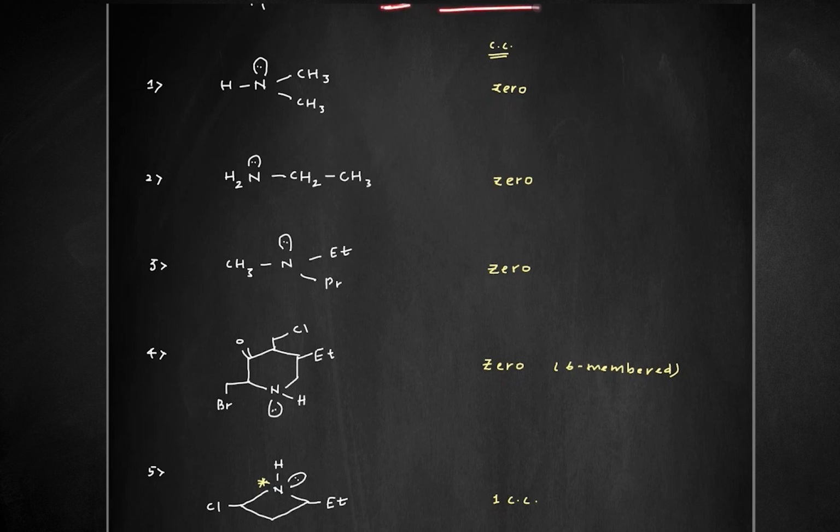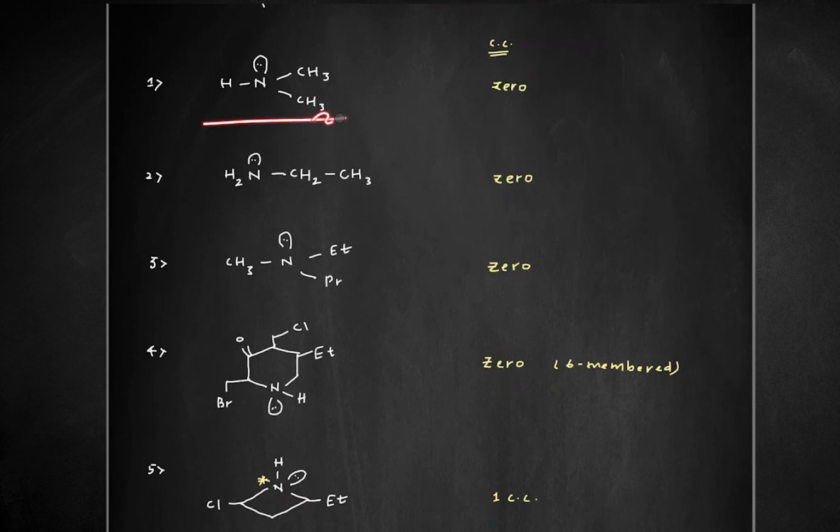Identify whether nitrogen is chiral or not. So look here, open chain compound. If this is an open chain compound and this is not quaternary, then nitrogen is not a chiral center. Okay. Now look here. This is again an open chain compound and it is not quaternary. Lone pair is present. It is not a chiral center. Now look here. This is an open chain compound. Lone pair is present. That means it is not quaternary. It is not a chiral center.